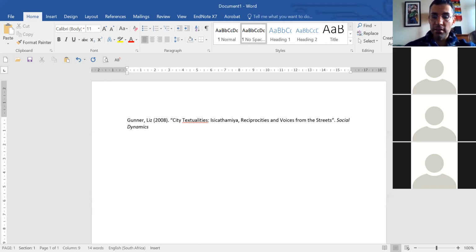After the title, we put a comma. Then vol for volume. And the volume was 34. And then no for number. Was number 2. And then we use this thing here, a colon, and we put the page numbers. And the page numbers are 156 to 173. And then we put a full stop. That is the way to do a journal article.